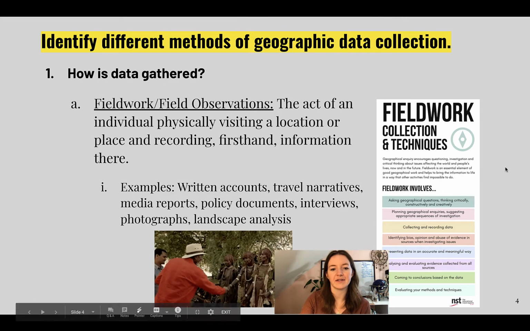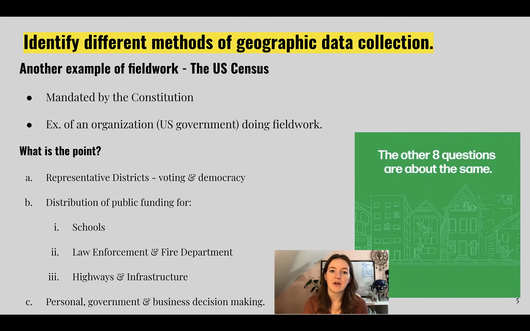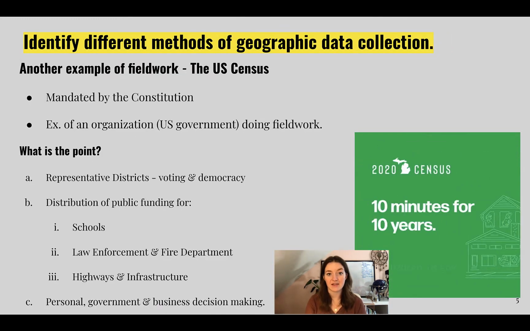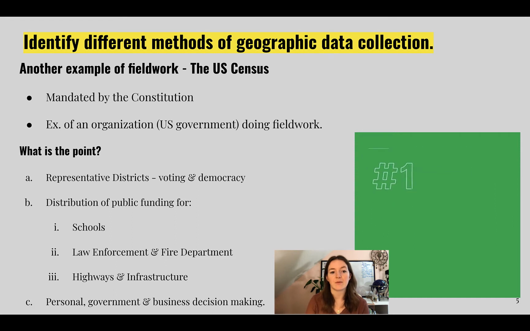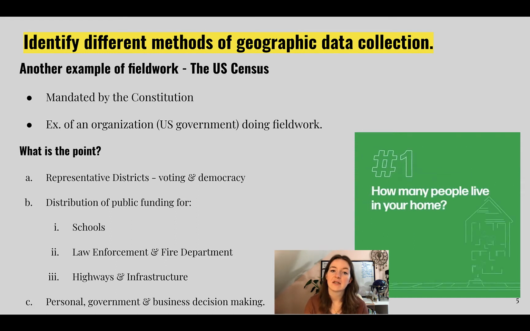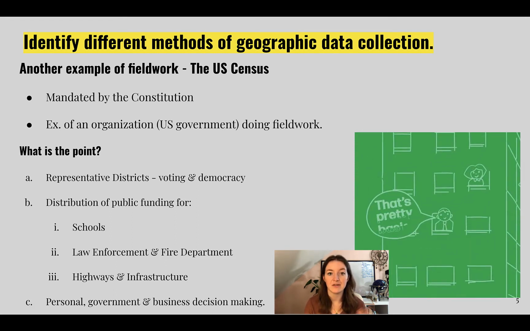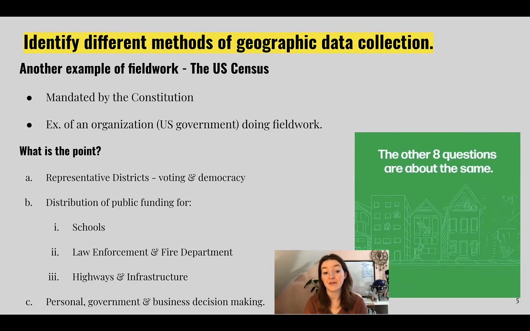So pause that. One example of fieldwork is the US Census, and in 2020 this is a census year. Census in the United States is mandated by the Constitution, and it is an example of an organization, in this case the US government, going in and doing fieldwork.